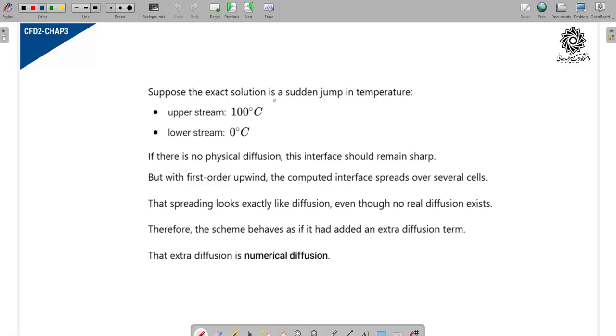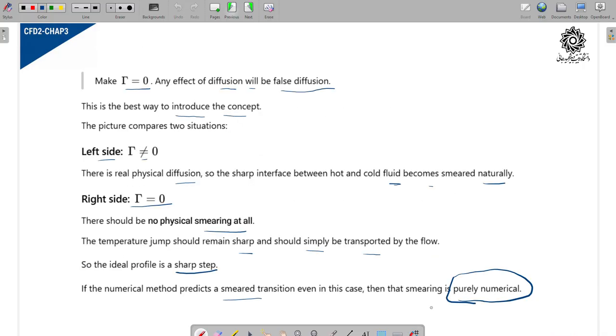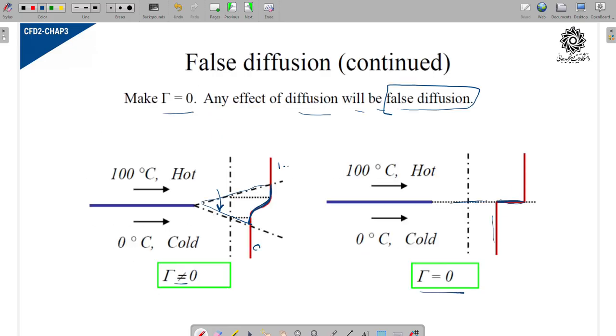Suppose the exact solution is a sudden jump in temperature. Upper extreme equal 100, lower is 0. In this case, all upper cells are the same: 100, 100, 100, 100. And this is 0, 0, 0, 0. And the result is the physical result, and the step temperature distribution is achieved.